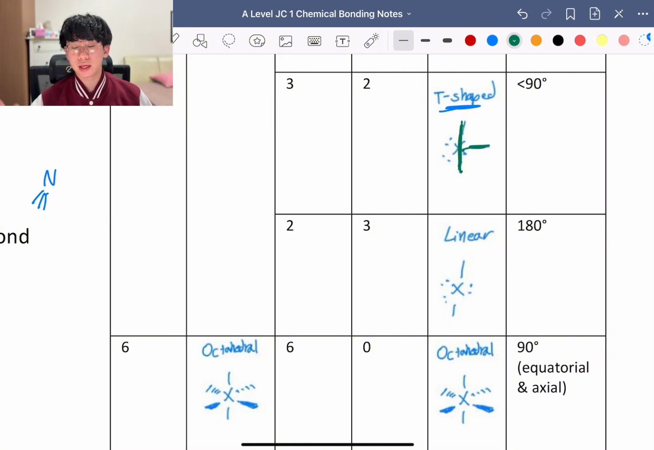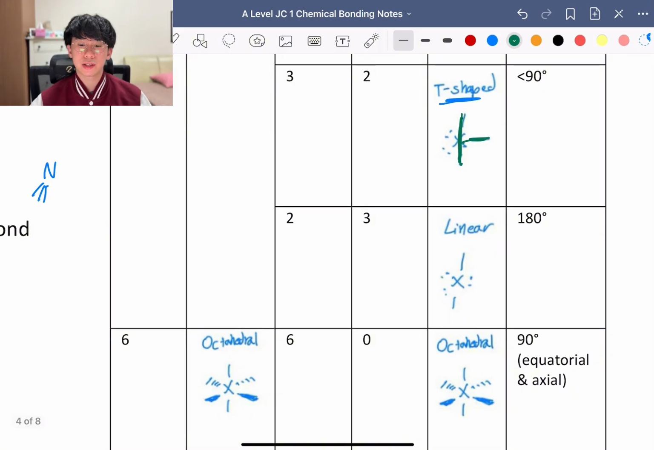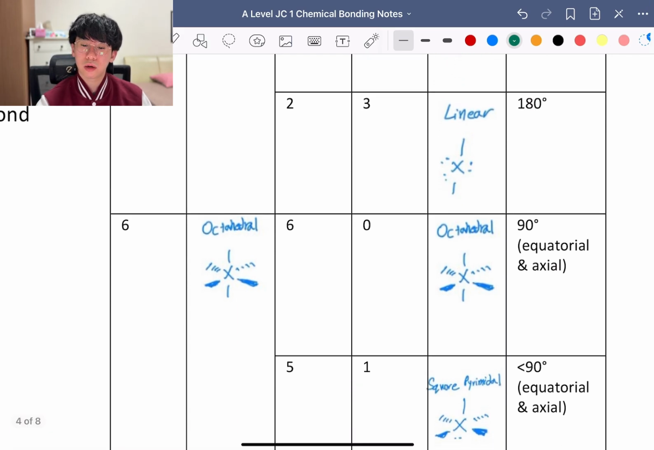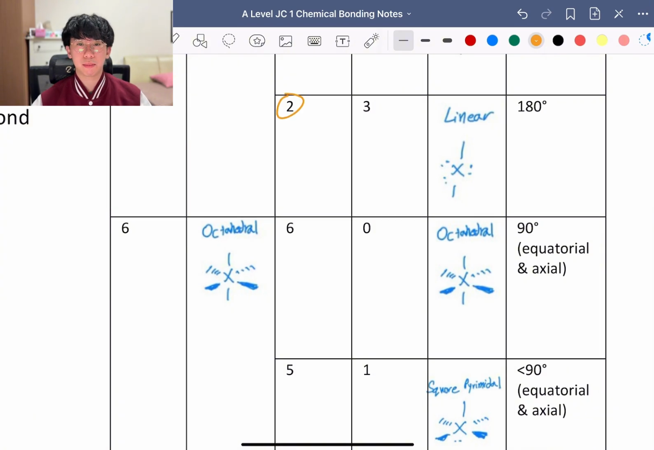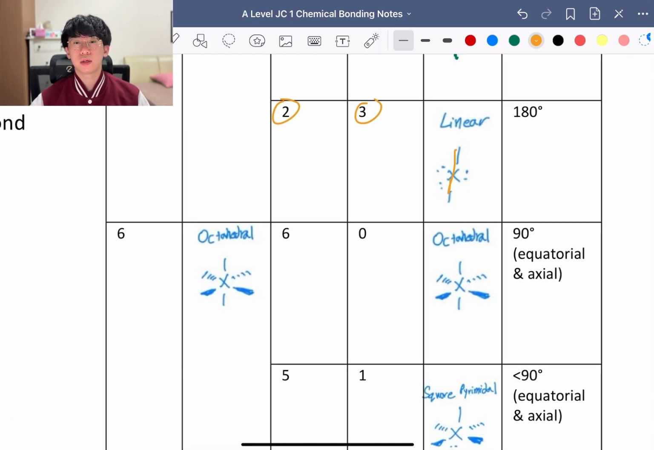And this tends to be less than 90 degrees, about there. And if it's 2 bond pairs and 3 lone pairs, then you get a linear shape. Again, we only take into account the shape of the bond pairs. You don't really look at the lone pairs. Okay? And this is 180 degrees.